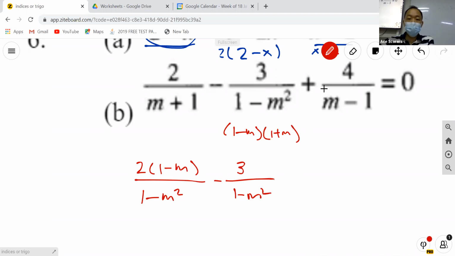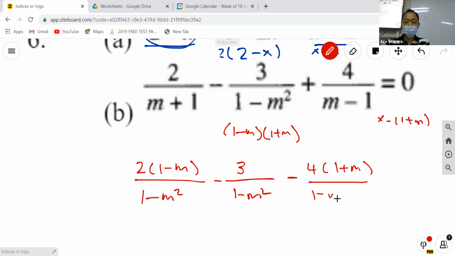And this part, now here I got to times, here is quite tricky. I got to times negative 1 plus m. Okay, because I have to switch this around, that's the first thing. I cannot use m minus 1, I must swap. So it becomes negative 4, 1 plus m, right, divided by 1 minus m squared, equals to 0.